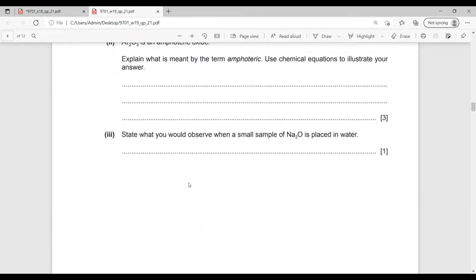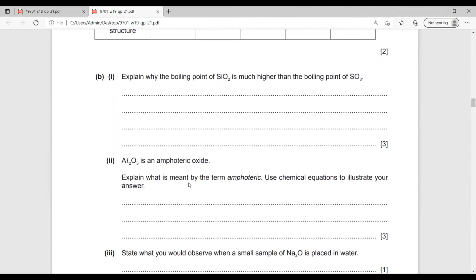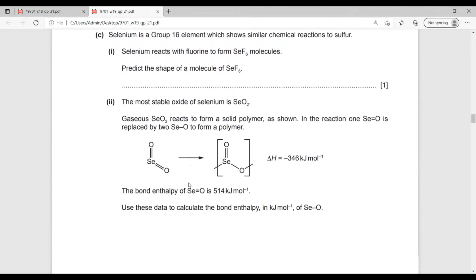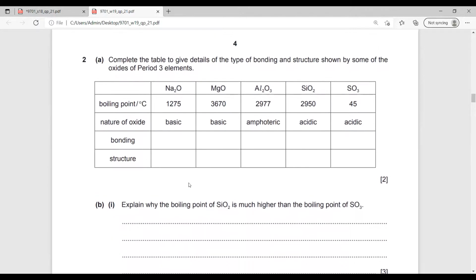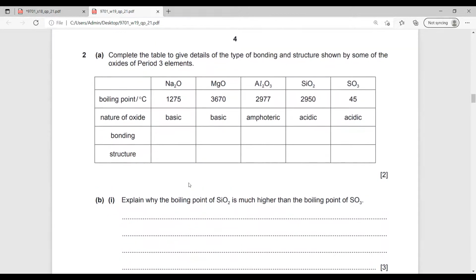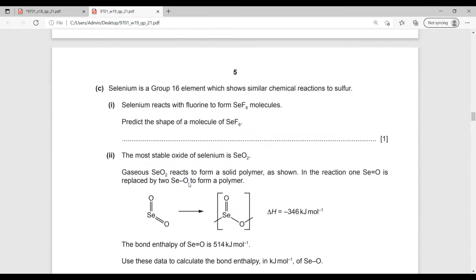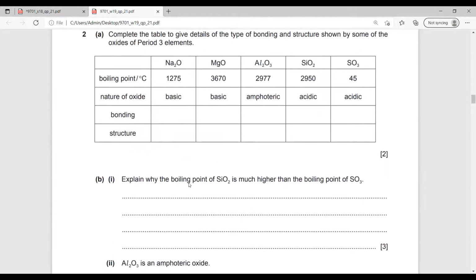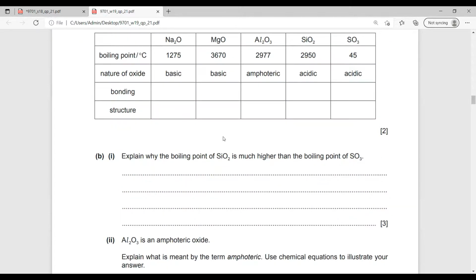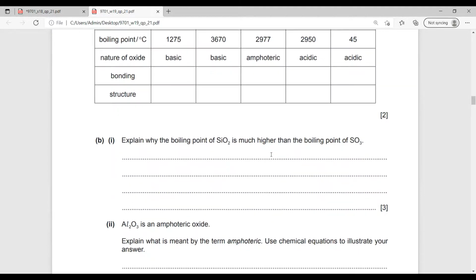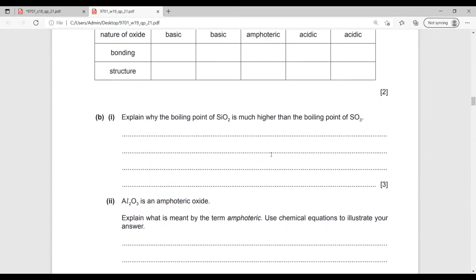So the next question is also something that's pretty confusing. Majority of the candidates did not score full marks for this question. Yeah, so this part is independent of what comes here. But anyway, let's just give it an attempt, just skim through it. Explain why the boiling point of SiO2 is much higher than SO3. Well, SiO2 is giant covalent, whereas SO3 is simple molecular, right?